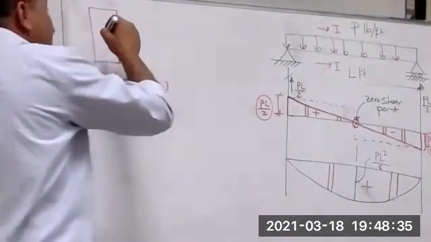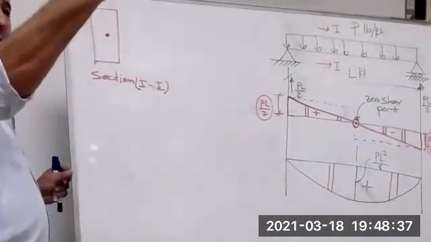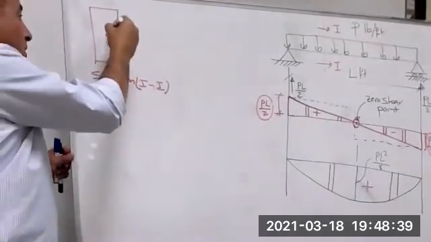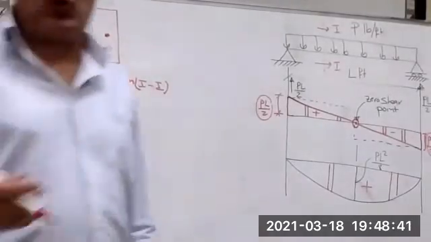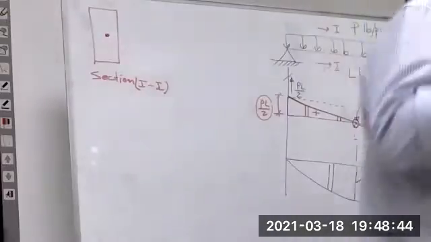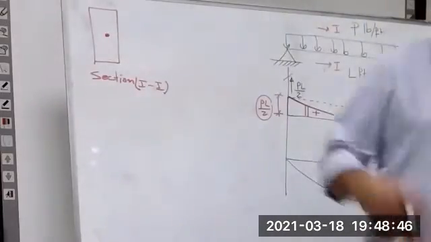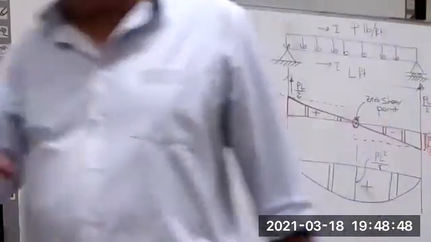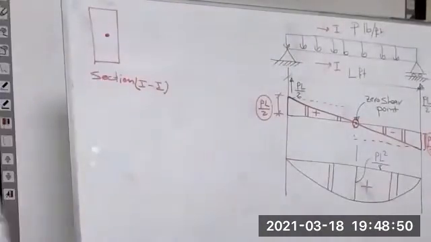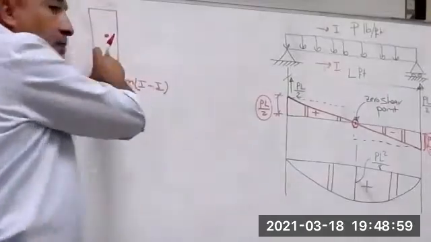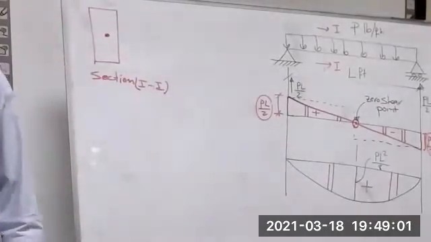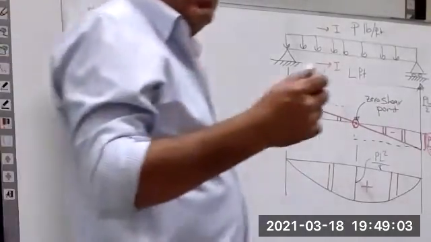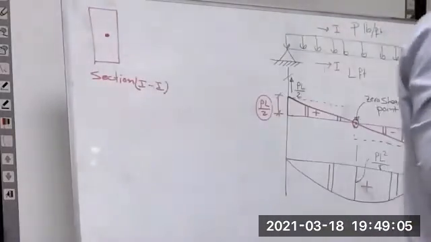Normal stress always comes from the axial force, compression or tension. The normal stresses come from tension or from compression. What's the difference between normal force and normal stress?